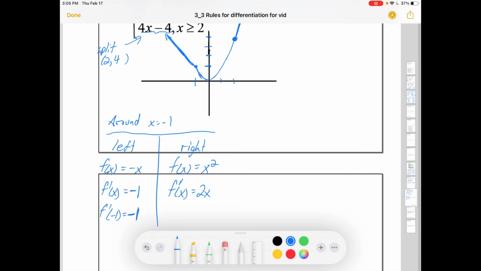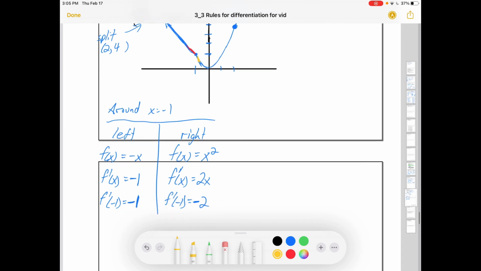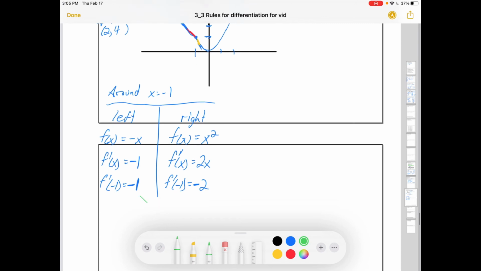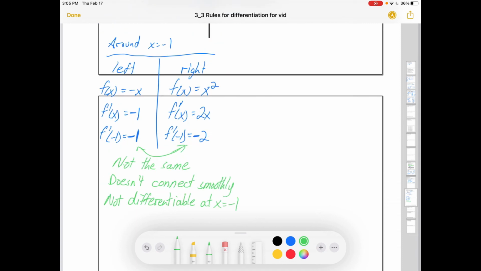Now, this first one didn't have an x in it at all, so it's always just going to be a slope of -1. And this other one, if I put in -1, I'm going to get 2 times -1, or -2. What that means is that the slope from the left is -1, and the slope from the right of -1 is -2. They do not connect smoothly. So not same. Doesn't connect smoothly. It's not differentiable at x equals -1. There is a sharp point there.